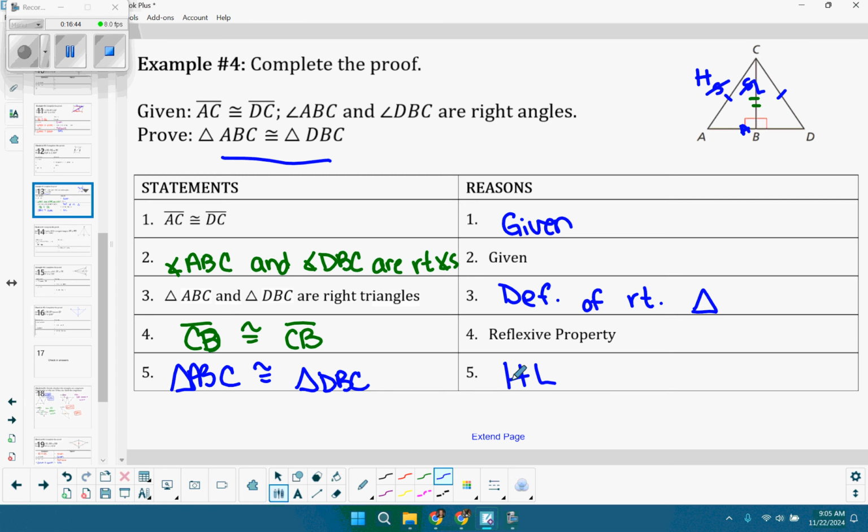Anytime we want to use HL in a proof, we will have to define the two triangles as right triangles. So that should be a hint to you. If we've declared that we have right triangles in our proof, we will likely be using HL to prove the triangles are congruent.